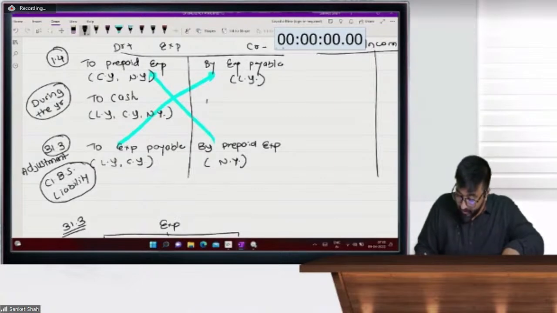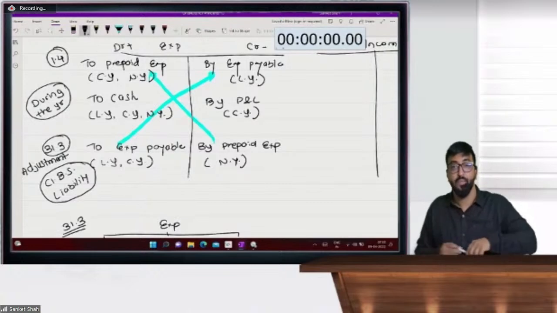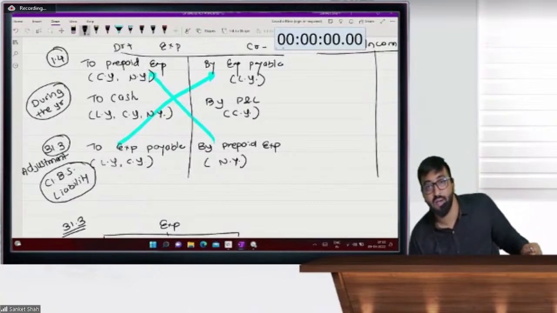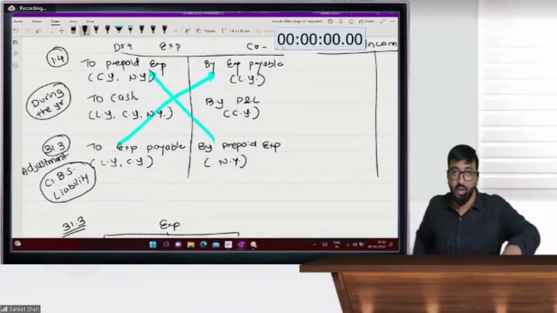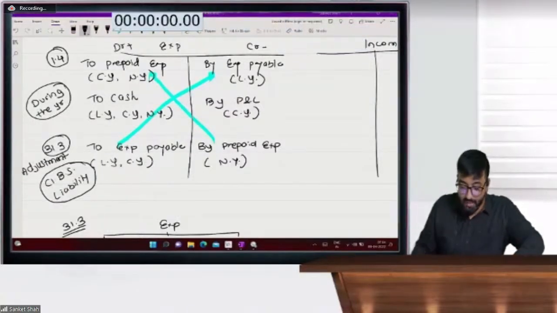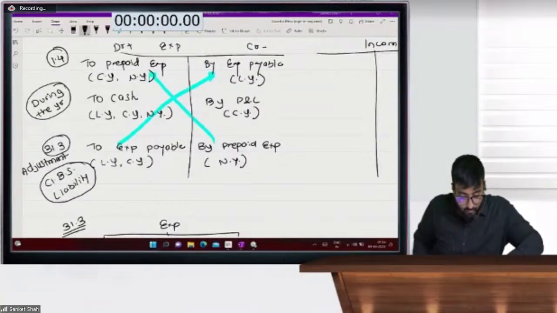And remember, by profit and loss account is always related to current year. Remember these entries. I hope everyone knows this pro forma now. Very important pro forma. Tell me quickly, are you getting this pro forma?